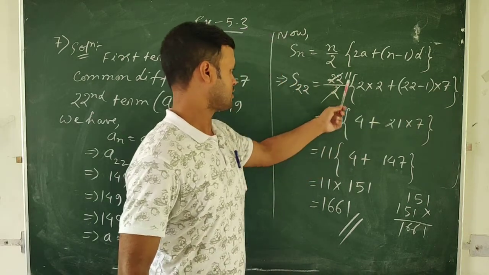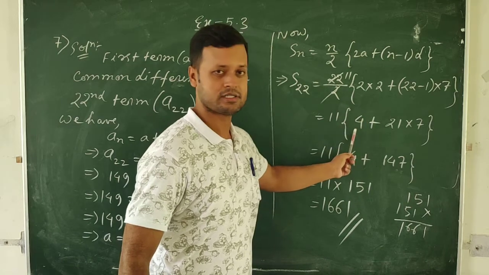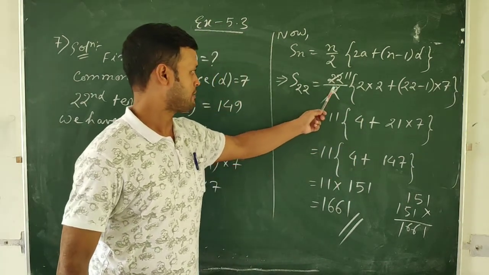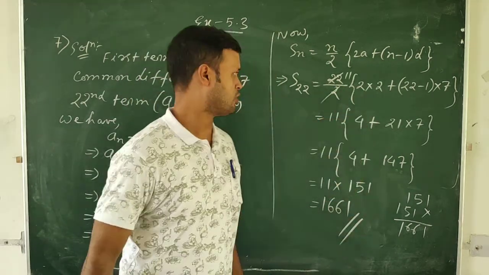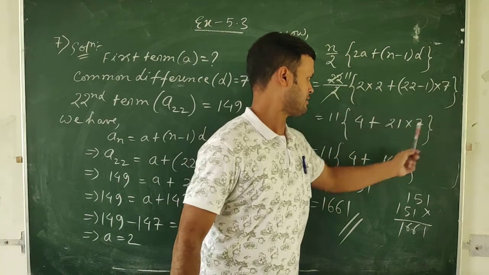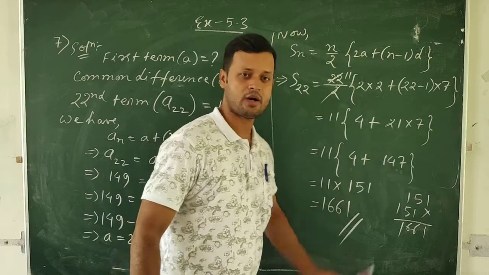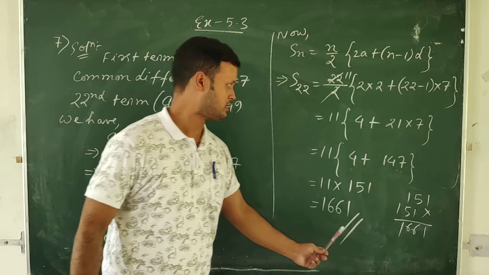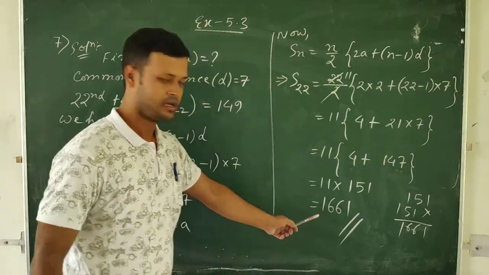So with 2 you cancel 22 how many times? 11 times. Okay. Now 2 into 2 will be how much? See, with 2 I am cancelling 22, that is 11 times. Now this 2 and 2 will multiply to 4. 22 minus 1 is what? 21. And into 7, 21 into 7 will give 147. 147 plus 4 is how much? 151. So 11 into 151 will be what? 1661. This is the sum of the first 22 terms of the AP. Is it okay?